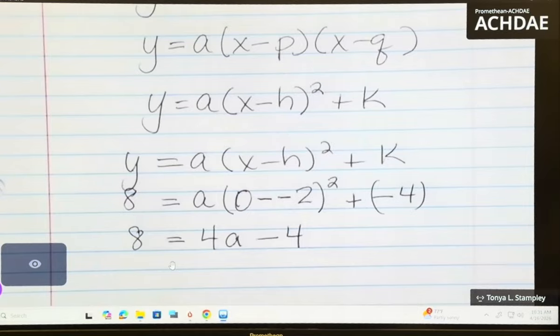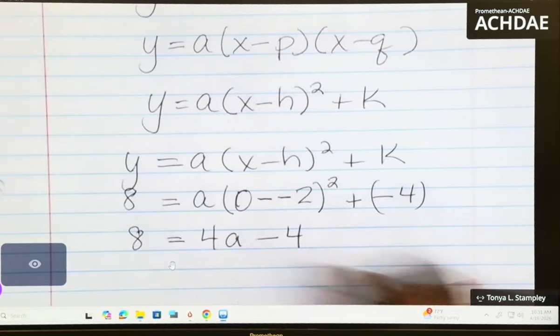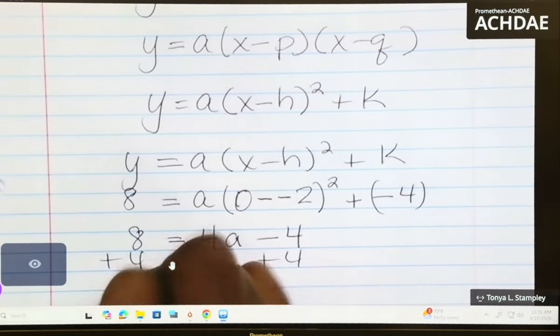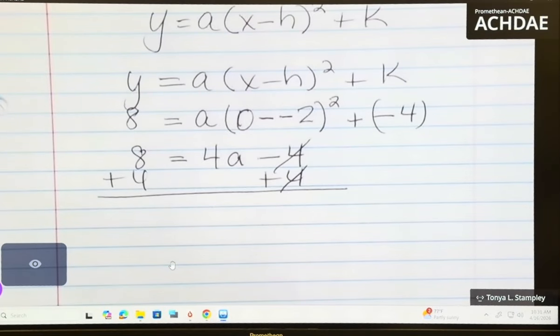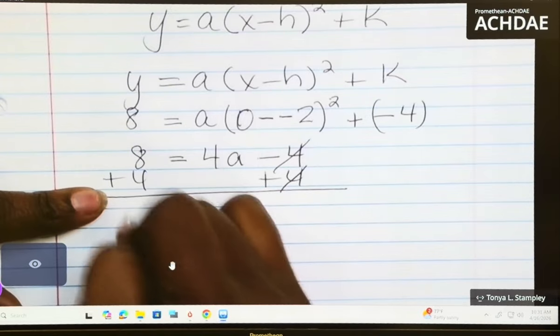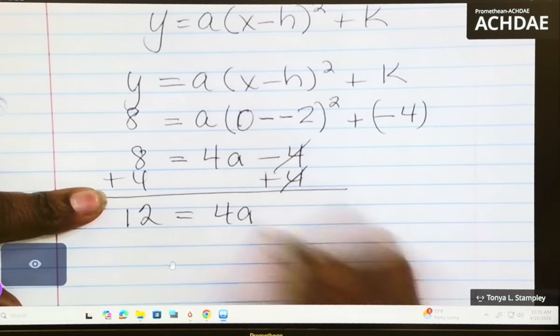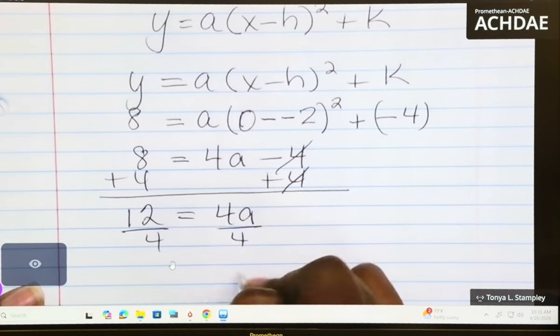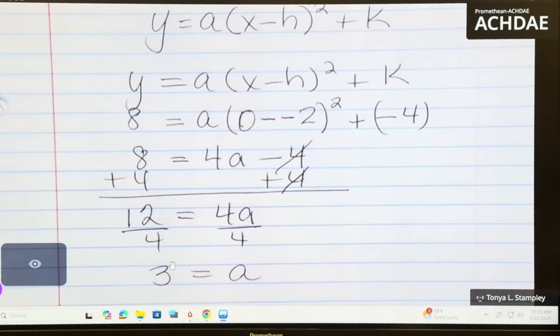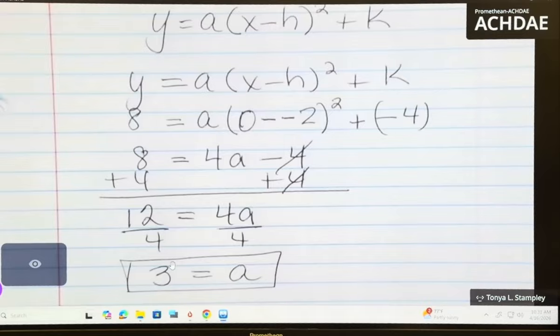Yeah, so what do we do now? Add 4 to both sides. Those cancel out. Good, because y'all use it as your vertex. And then we have what? 12 equals 4a. And then what's the last step? Obviously, divide by 4. So now a equals 3. So now I know my a. Now I'm good. I can do all my forms now. Y'all with me? Yes. All right.